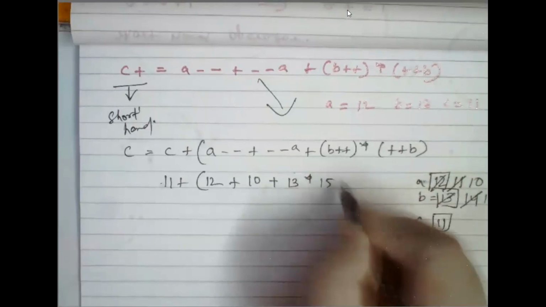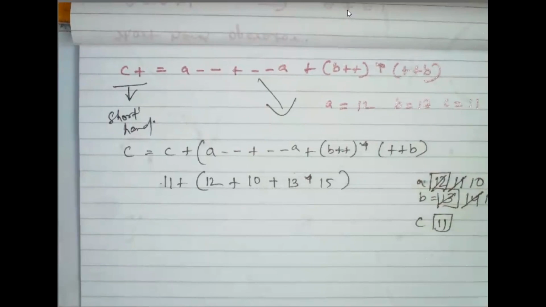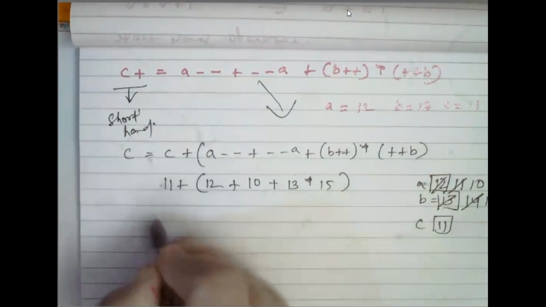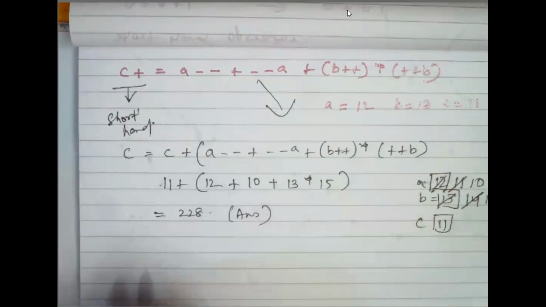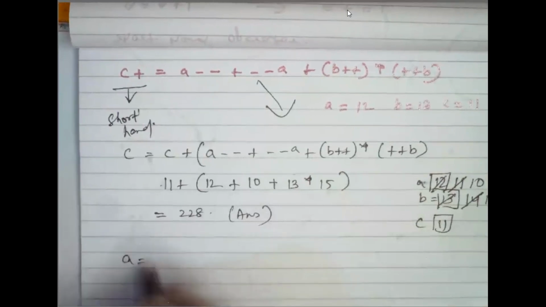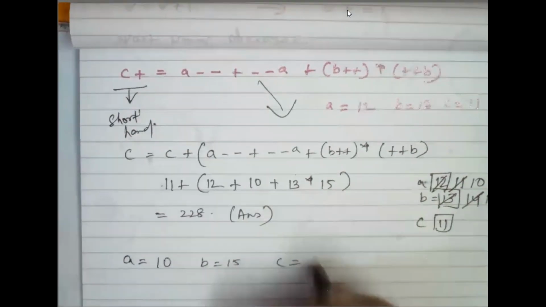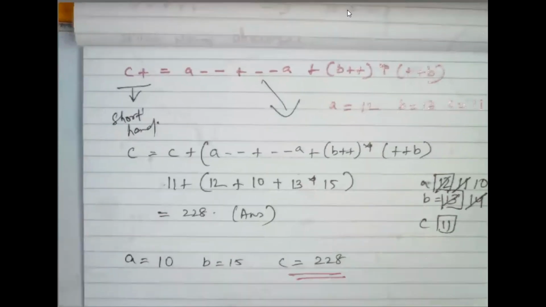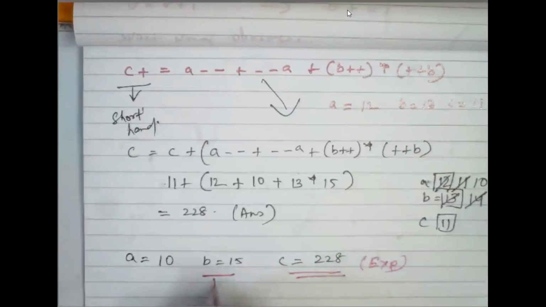So I'll multiply 13 into 15 and then add it to 12 plus 10. When you calculate, the total you get is 228. This will become the answer. So here, A's last value is 10, B's last value is 15, and C will take the expression value, which is 228. So you can see C has taken the expression value, while B and A have taken their last values.